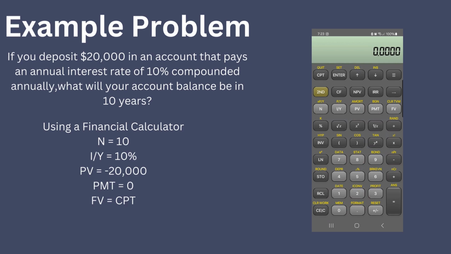for 10 years. So in this case, we're just going through the steps in the calculator. Because it's 10 years, we put 10, and that will be our N. Then we put 10 for IY. Present value is going to be 20,000. And keep in mind, we put that in as a negative.